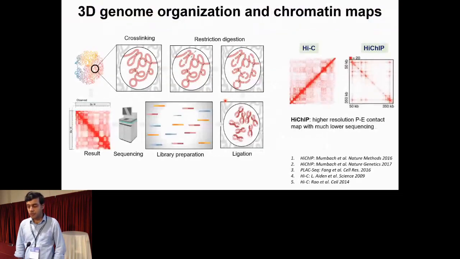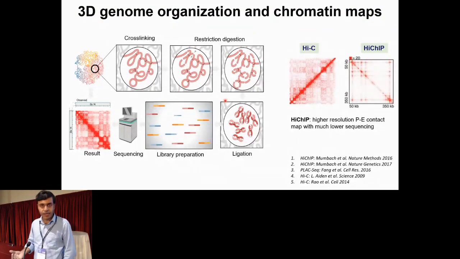As you know, this 3D genome organization is now being captured by chromatin conformation capture assays, and two of the most widely used assays are HiC and HiChIP. These are also called proximity ligation based assays because these work on cross-linking followed by restriction digestion, then ligating the DNAs and subsequently preparing the libraries and sequencing.